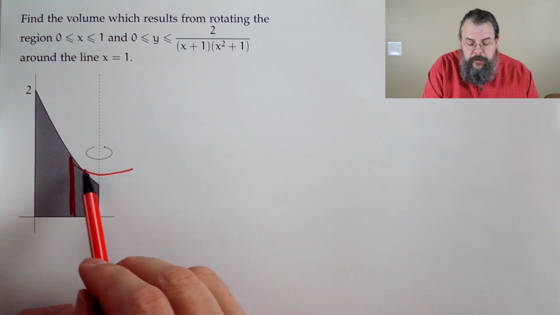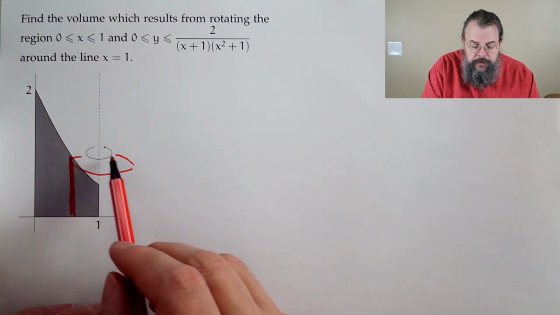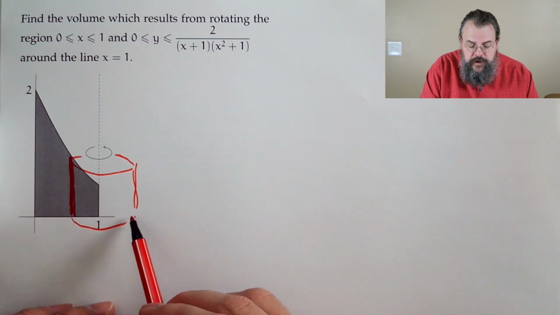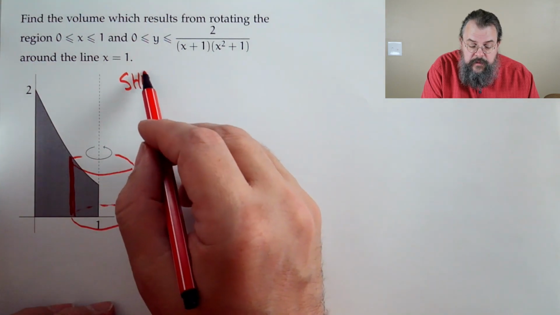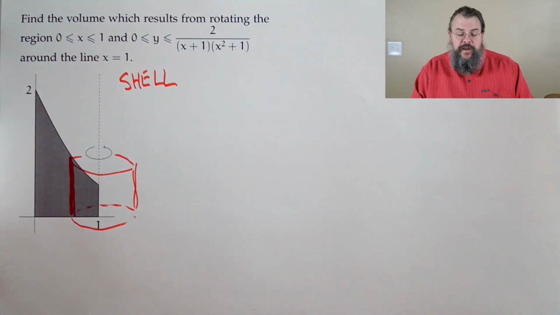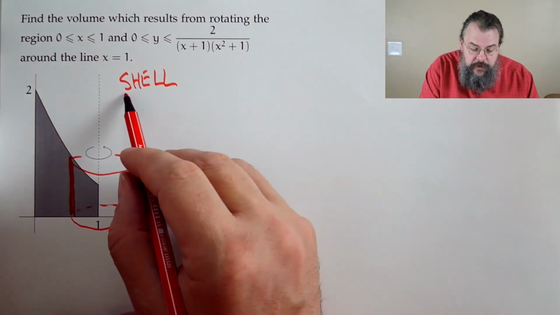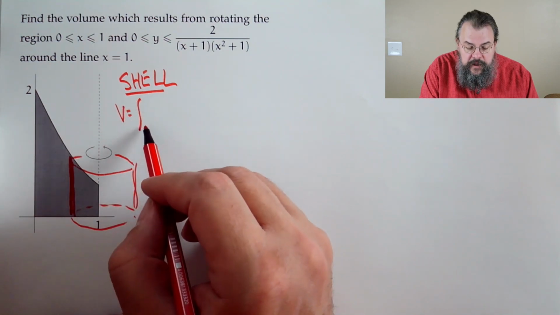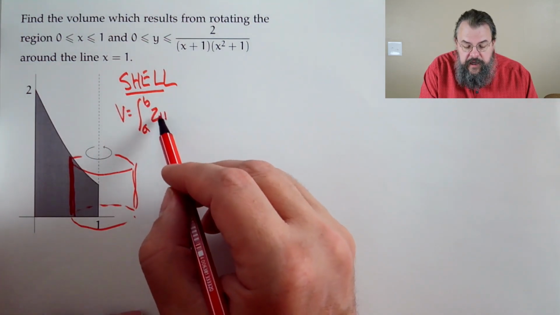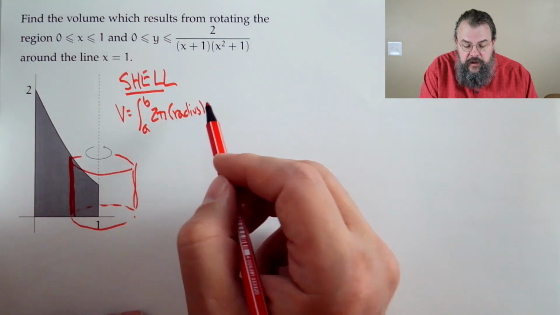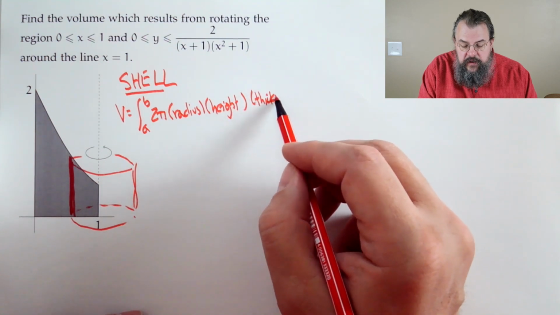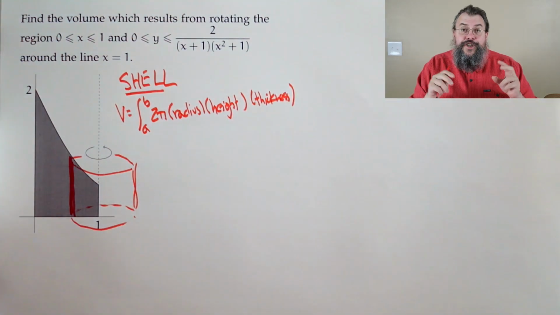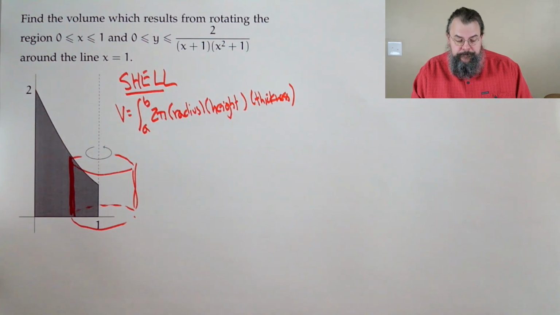We spin, and when we spin, what do we see emerging? The answer is shells. So this is going to be a shell method problem. All right, so if we're doing shell method, what do we need? Well, our volume is adding up, start to finish, 2 pi, there's a radius, a height, and a thickness. So this is how you find the volume of one of your shells, and then you add up all the shells together.